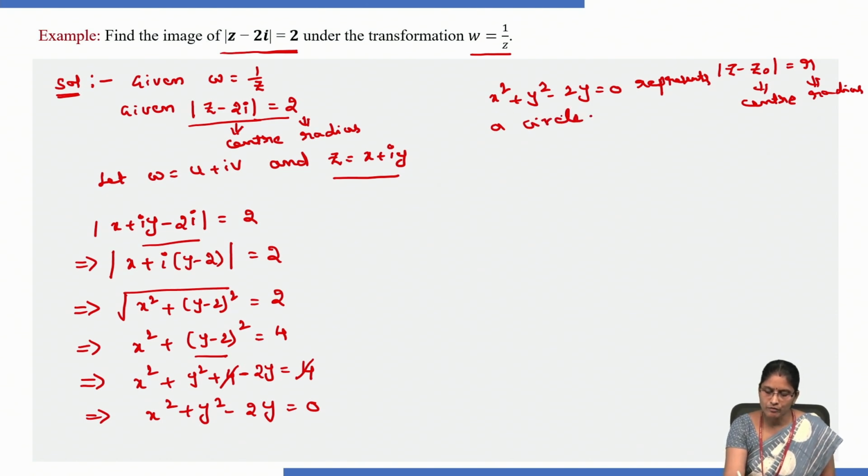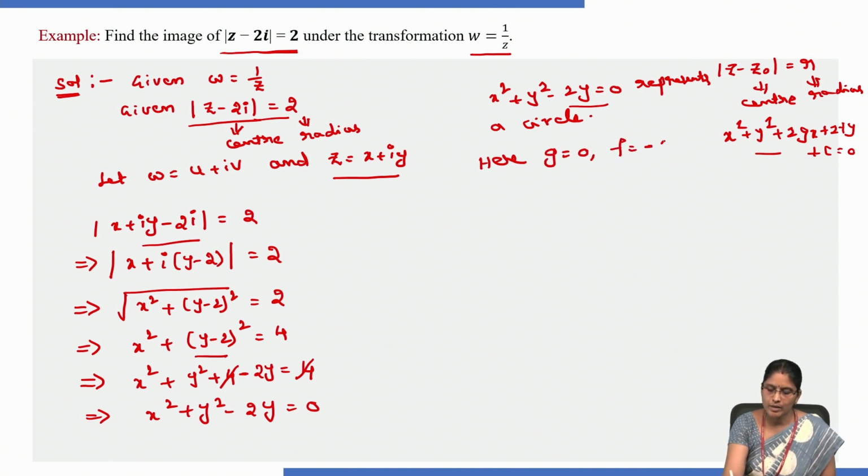Compare it with the standard circle equation. We get G and F values. Circle equation is X square plus Y square plus 2gx plus 2fy plus C is equal to 0. Here, compare these two. We get F and G values. Here G is 0. F is minus 1. Center is equal to minus G comma minus F. G is 0, F is minus 1. We get the center 0 comma 1.